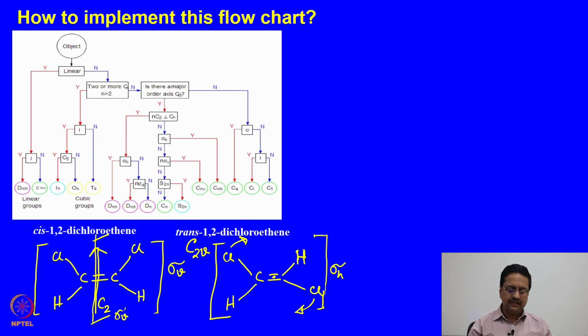So, directly we see that between these two molecules there is a significant difference in symmetry, and the point group for this trans 1,2-dichloroethene would be C2h. C2v for cis and C2h for the trans molecule. So, cis-trans isomers would have different spectroscopic properties because of the difference in their symmetry.